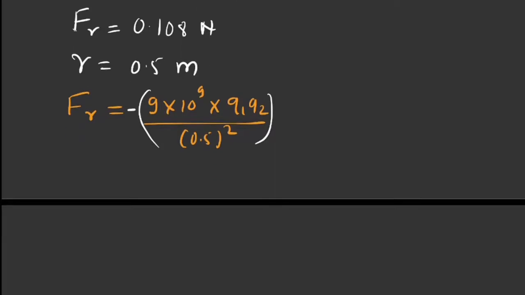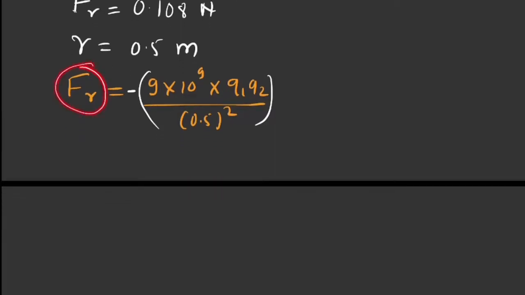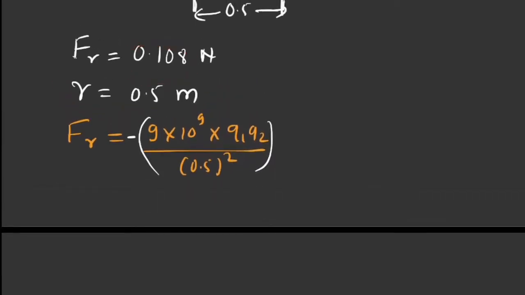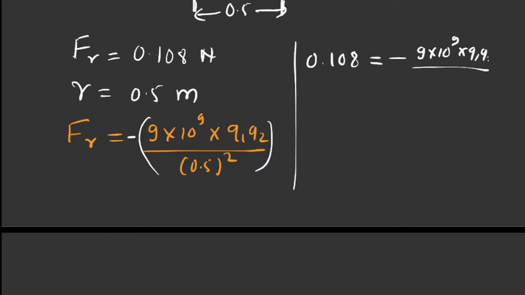Okay. Now see, substitute all the values. Here the repulsive force is given, and that is 0.108. Let us calculate that. So 0.108 is equal to minus 9 into 10 to the power 9 into Q1 Q2 divided by 0.5 whole square. 0.5 whole square becomes 0.25. Okay. So from this, what will we get? We will get Q1 into Q2.